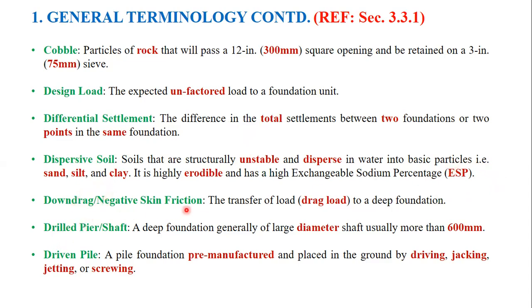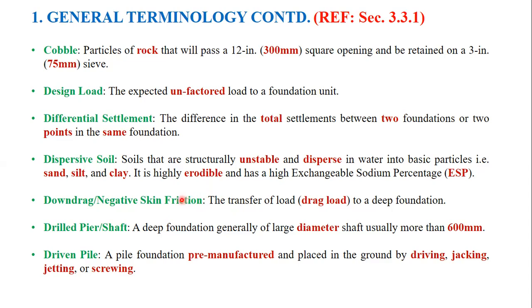So, downdrag and negative skin friction. Skin friction normally occurs on the face of the pile, such as precast pile, cast-in-situ bored pile and drilled shaft. But negative skin friction means the direction of load application on the pile and the direction of frictional resistance are the same. That is negative skin friction. And this negative skin friction occurs if swelling type soil is present.